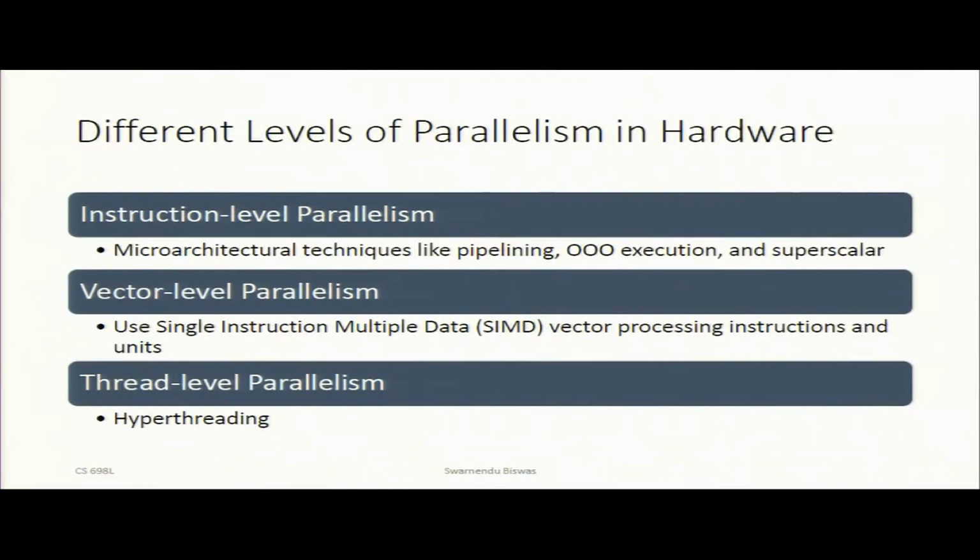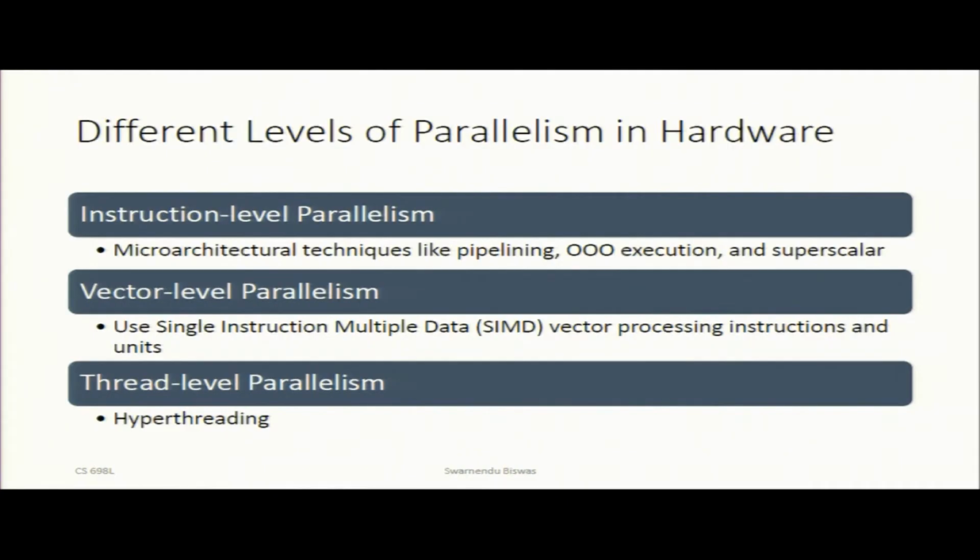So now we'll talk about other levels of parallelism with the hardware. What are some of the levels of parallelism with the hardware? One is instruction level parallelism. For example, you can have micro-architectural techniques like pipelining, out-of-order execution, or superscalar architecture, which provides you instruction level parallelism. You issue more instructions per cycle.